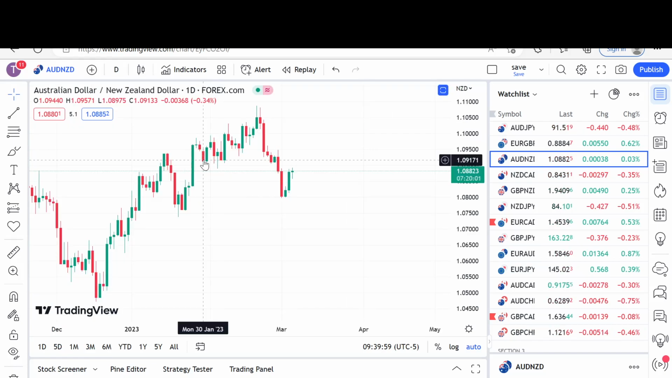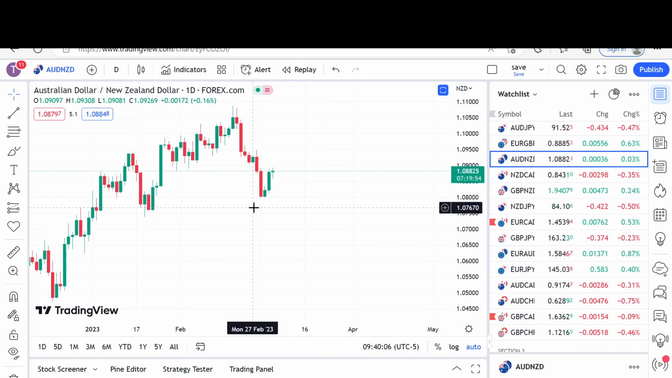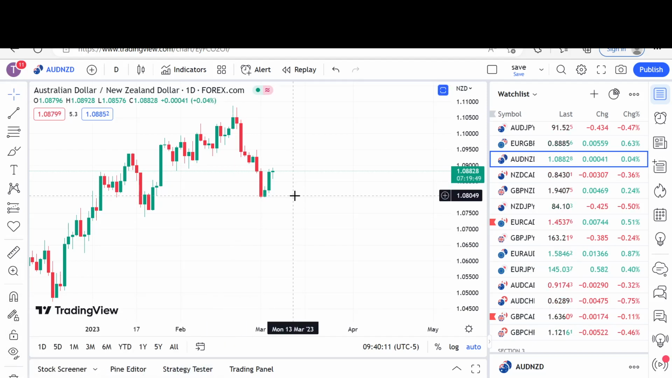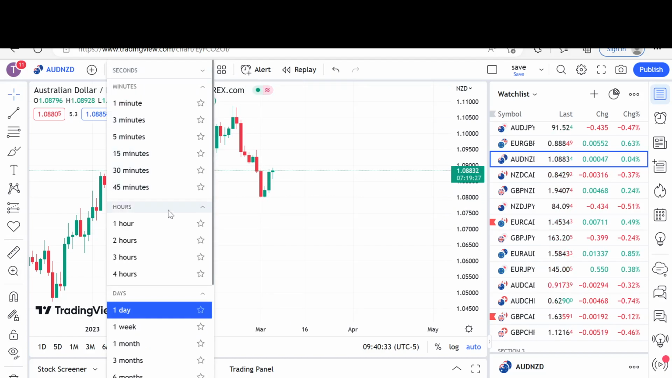AUD/CAD. Market structure is clearly bearish on the daily. We've been rallying up the last few days, got some little upwards momentum here, but clearly the larger time frame is still bearish. Right now it's bouncing off of that bullish order block from the 20th of January. We're bouncing off that bullish order block at the moment, but the structure is still bearish. The tide is bearish at the moment.